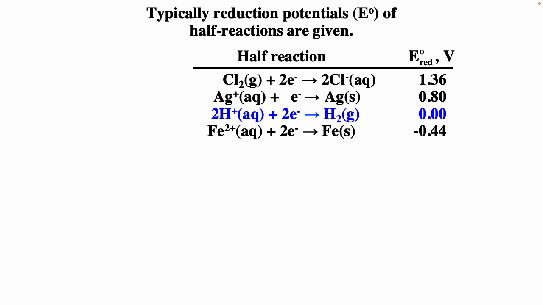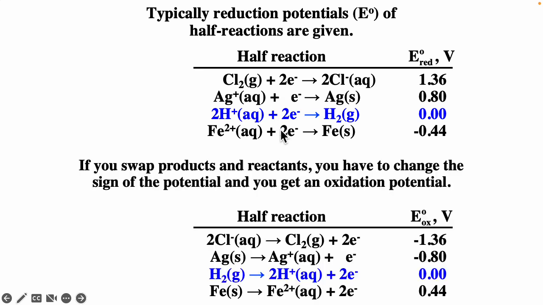And so these are reductions. Remember, LEO goes GER: lose electrons, oxidation; gain electrons, reduction. And so for reduction half reactions, you always have the electrons as reactants. And now if we flip these, we have electrons as products, and so these are oxidation potentials. And for an electrochemical reaction, you always need an oxidation half reaction and a reduction half reaction. Electrochemical reactions, you just have transfer of electrons from one thing to another thing.